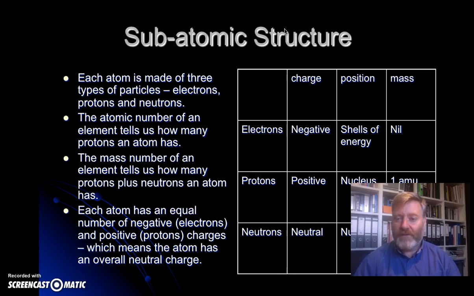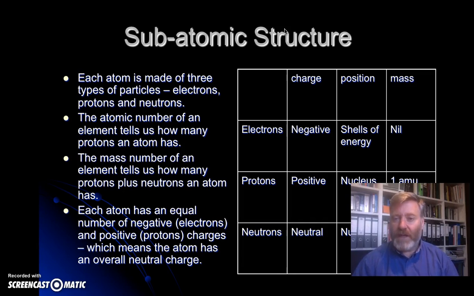Protons are positively charged and found in the nucleus, and neutrons have no charge and are found in the nucleus. They each are said to have one atomic mass unit. They don't weigh a gram, they weigh a lot less than a gram. So we've made up our own units for these things, and we call them mass units.